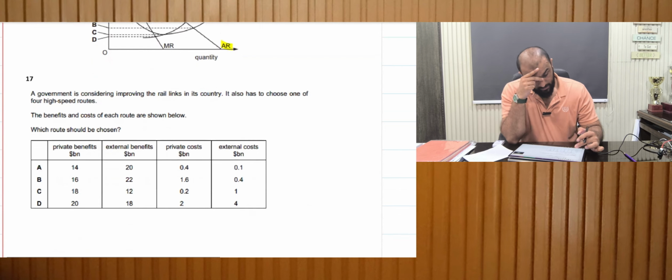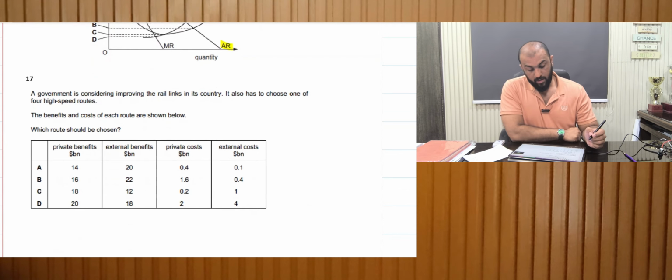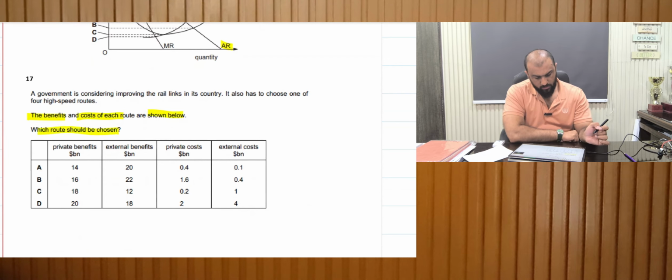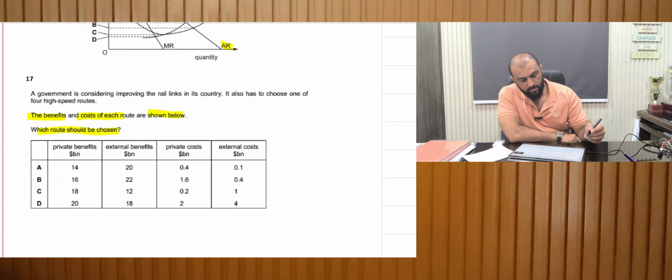70. The government is considering improving the rail links in the country. It also has to choose one of the four high speed routes. The benefits and cost of each route are shown below. Which route should be chosen? Okay, the one that has the highest social benefits. As simple as that, right?